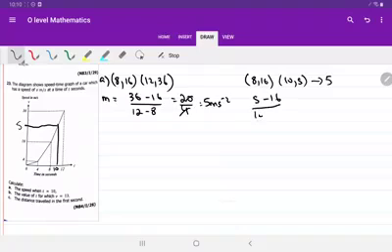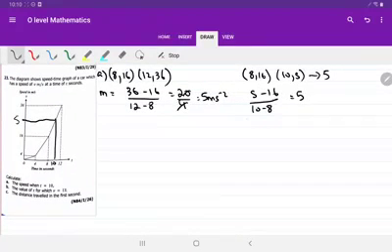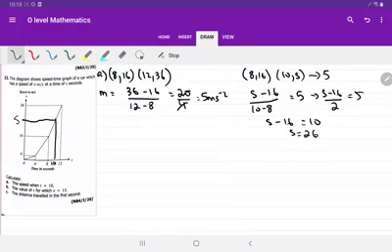S minus 16, 10 minus 8 is 5, which is s minus 16 upon 2. S minus 16 is equal to 10. S is 26 meters per second. So this is 26 meters per second. I found the gradient of the last part, and then using that gradient I found the required speed.